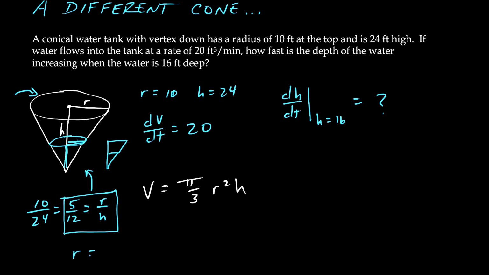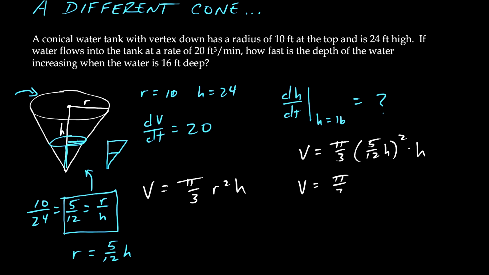So that means r is equal to 5/12 h. We can rewrite this problem now and say that V is equal to pi over 3, and then r is going to be 5 over 12 h squared times h. We'll clean this up a little bit. All right, pi over 3, and I'll write this as 25 over 144, h squared times h, so that's h cubed.